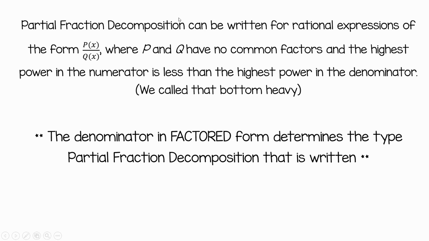So the rule for partial fraction decomposition can be written for rational expressions of the form p of x over q of x. That should seem somewhat familiar from the beginning of the year, where p and q have no common factors. If they do, we're going to cancel those out. The highest power in the numerator is less than the highest power in the denominator. We used to call that bottom heavy, and you can still refer to it that way, but you can't do this unless the expression is bottom heavy, that the denominator is at least 1 degree higher. And whenever we're doing this, the denominator must be in factored form, so if it's not, we have to do that ourselves, and it determines the type of partial fraction decomposition.